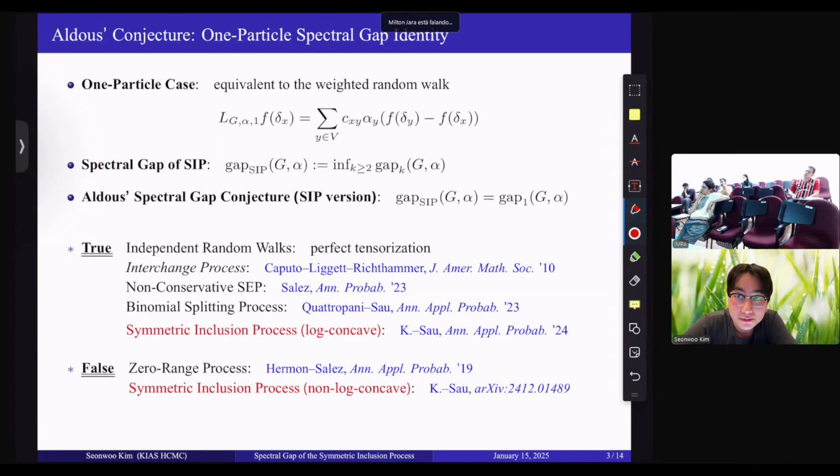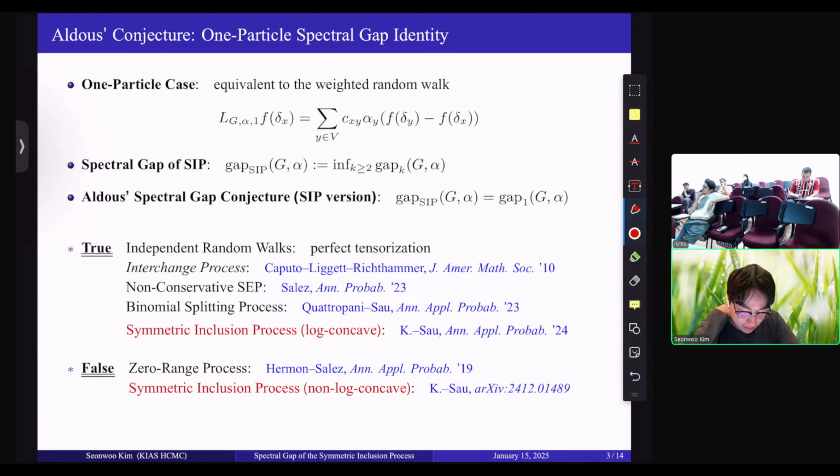Okay. Interrupt quickly. I think that the conjecture is actually true for some class of zero range processes. Yeah, you're right. Well, independent random walks technically are zero range processes. Yeah, exactly. But some others are attractive, but don't necessarily have duality. Right. Okay. You're right. Thanks for the good comment.